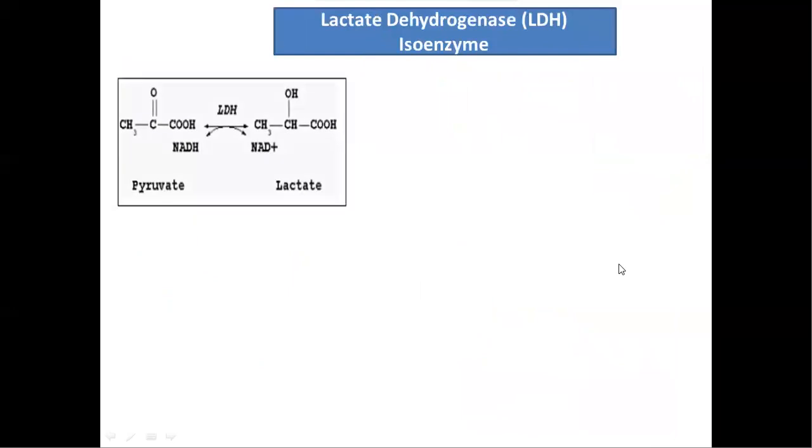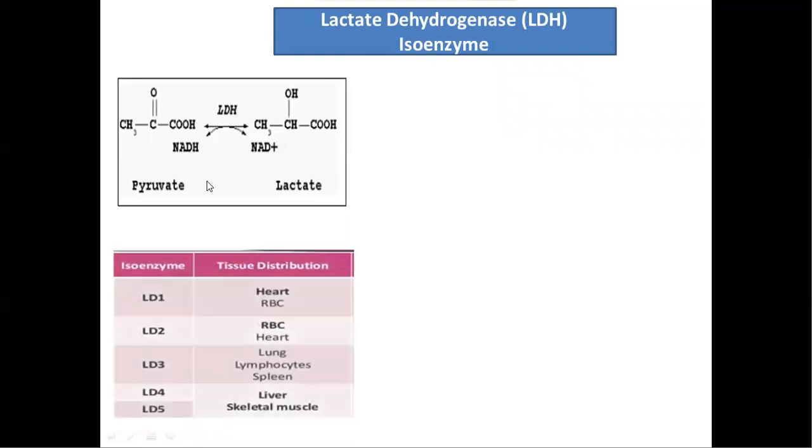The next enzyme is lactate dehydrogenase isoenzyme, which is present in the glycolysis pathway, and which catalyzes the reaction converting pyruvate into lactate. This is a bidirectional or reversible reaction. Here the NADH molecule will be utilized, and this NADH molecule is essential for the release of energy by oxidative phosphorylation. It is available in all tissues.